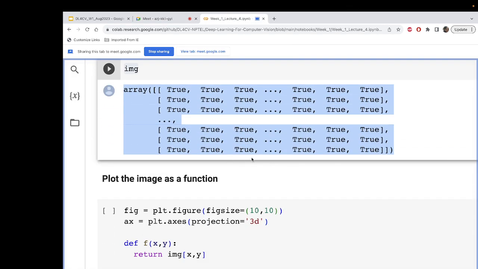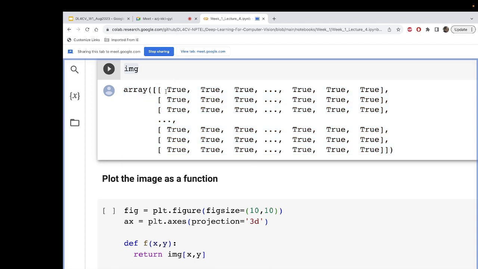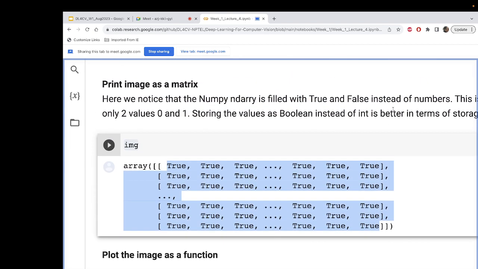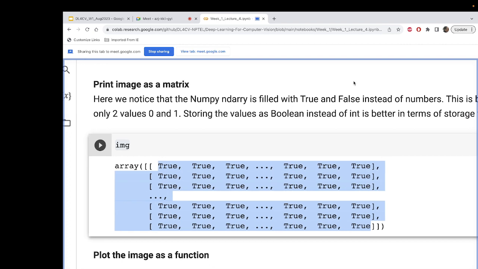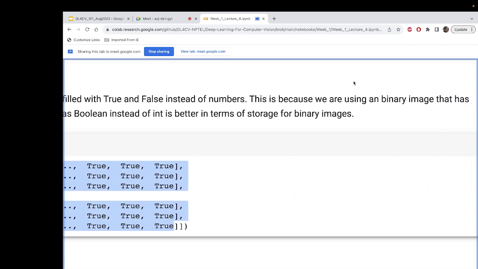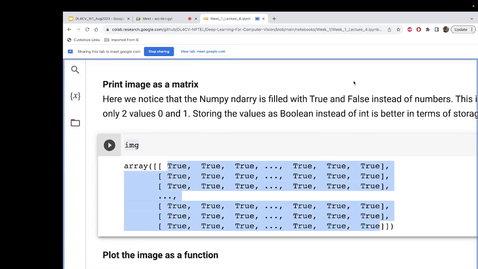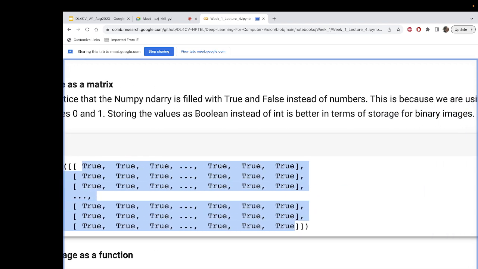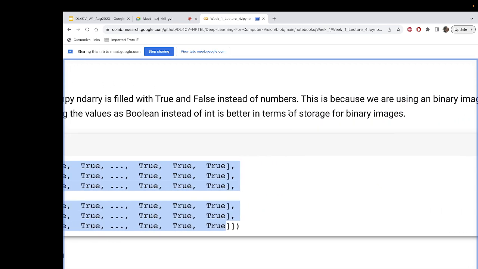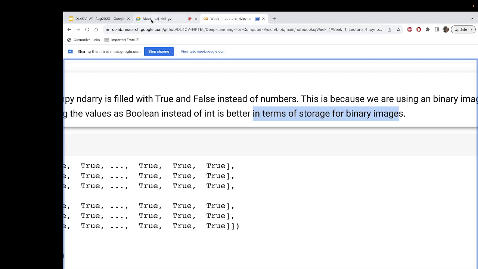So this is what is present in this image. Why are these all suddenly true and false? Previously I showed you that the images were integers for the RGB ones, decimals for the grayscale ones, but for the binary ones it's simply true and false. Why is that so? Since binary images only contain two pixel intensities, storing them as integers is a waste of space. That is why binary images can be stored as a boolean instead of int, and that helps in the storage part of binary images.